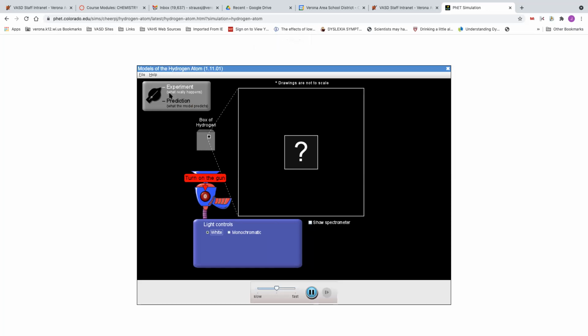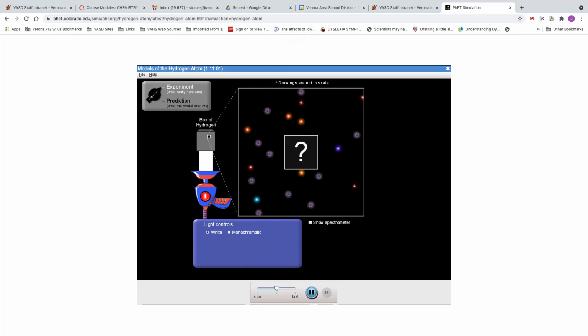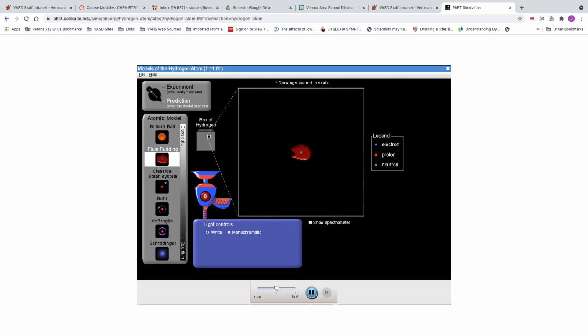So the very first model was the billiard ball. What's going to happen if we shoot light at a billiard ball? What's going to happen to the light? Should bounce off. So here's the prediction, but this is what really happened. Went straight through. So one bounced off, but they should all be bouncing off, right? So the atom cannot be a billiard ball. So therefore it's pudding. If I shoot light at a pudding, the electron should bounce around. But Thomson was wrong.